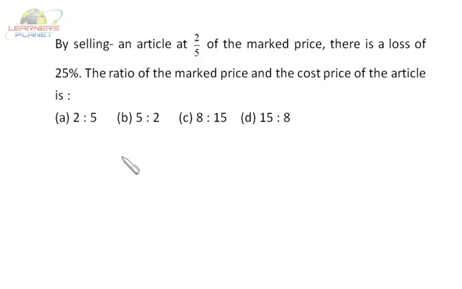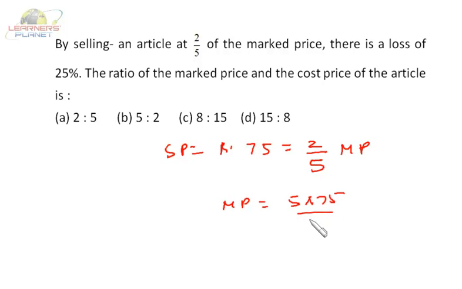By selling an article at 2/5 of the mark price, there is a loss of 25%. The ratio of mark price and the cost price of the article is? Let's assume the cost price to be 100 once again. Since we are making a loss of 25%, the selling price is rupees 75. Now this is 2/5 of the mark price. So what is the mark price? It is 5 into 75 by 2. Now we have to find the ratio of mark price to cost price, so it is 5 into 75 by 2 by the cost price. And what is the cost price? It is rupees 100. So it is 15:8. As simple as that.